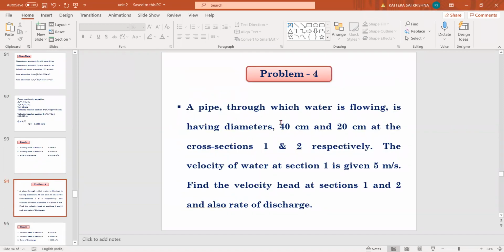Okay. Copy the next problem. So this problem you need to do. It is similar to the last problem. A pipe through which water is flowing, having diameters of 40 centimeters and 20 centimeters at cross sections 1 and 2 respectively. The velocity of water at section 1 is given as 5 meters per second. Same thing. Find the velocity head at sections 1 and 2 and also the rate of discharge. Almost the same question, just the diameters and velocities are different.